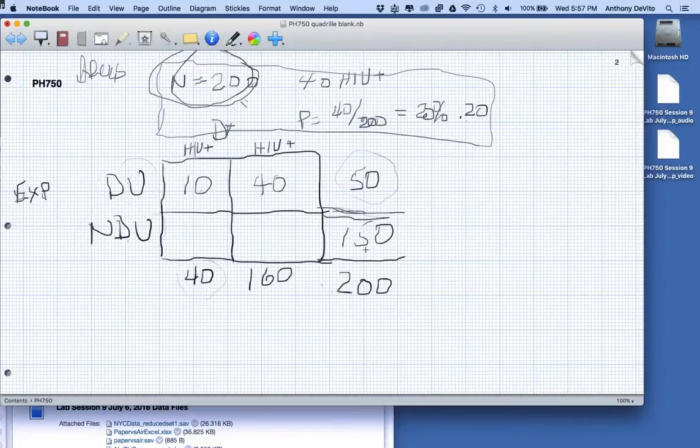Well, how about the non-drug users? Same thing. I would expect 20% if there's no association between intravenous drug use and being HIV positive. I would expect 20% of these people, so that would be 30, and that would leave 120 that are not. Okay, that's the way I would expect this table to look.